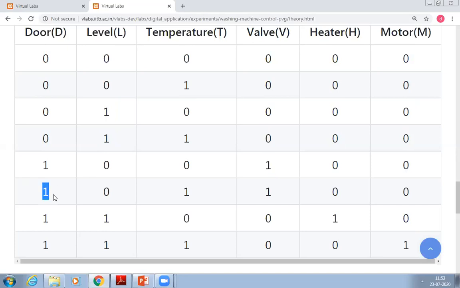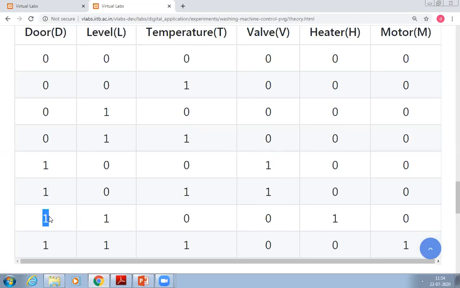When door is closed and water level is low and temperature is sufficient, in that case, again your water valve will be open. So when door closed and water level is low, output is your water valve will be turned on. Now this is the first thing regarding when the output of water valve will turn on. So here it is logic 1.